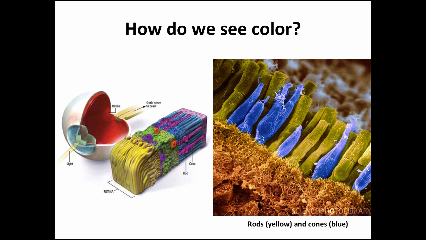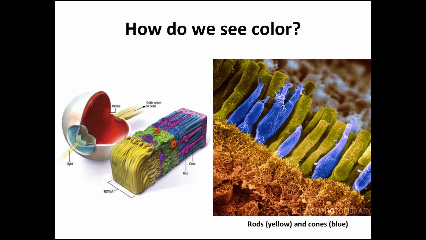On the right, you can see a close-up view of the layer of rod and cone cells, the rods shown in yellow and the cones shown in blue. Rod cells are sensitive to many, many different wavelengths of light, but they can't tell one wavelength from the other. All they know is that it's either light or dark. So the rod cells are very sensitive to changes in brightness, and they can make out objects, but if you only had rod cells, you would be colorblind. You wouldn't be able to distinguish one color from another.